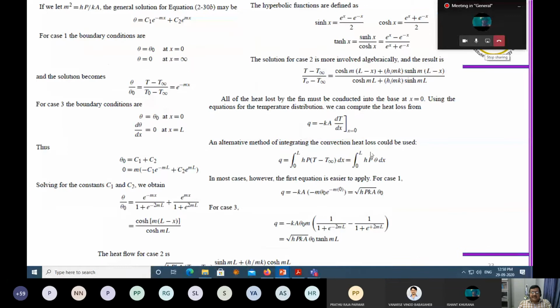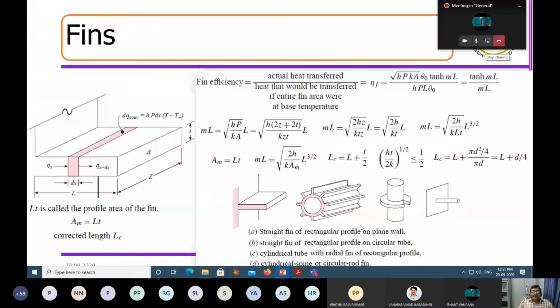So here you just see that moment I have solved the temperature equation, if I really go for the heat flux calculation or the rate of heat transfer calculation, so Q becomes, if I plug in these temperatures into these equations, I get a very interesting, small form, which is root over hPKA theta 0 tanh(ml). This is very, very important. Just remember this.